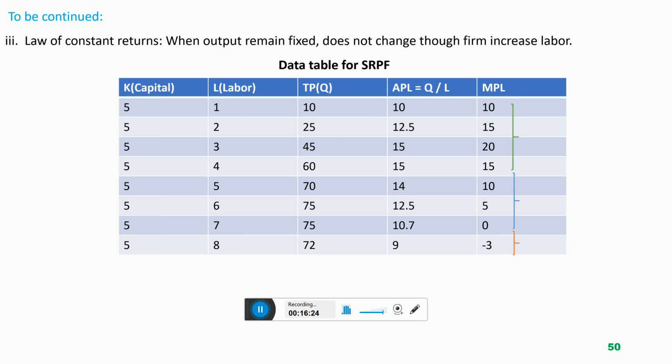So that is why we are saying the third stage is not a good stage of production, because the output is decreasing, MPL is getting negative, APL is decreasing, and the company is working for output. The company is not working for loss. So in the third stage, labor is more than required because the machine is fixed and labor is increasing. Labor is overcrowding. So that is why the third stage is not a good stage of production.